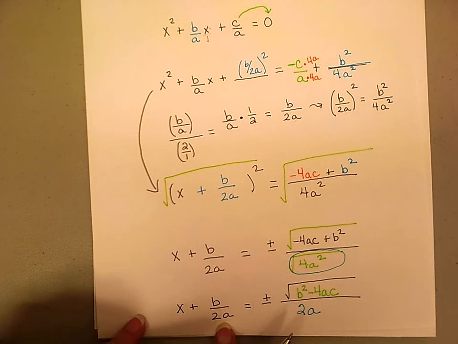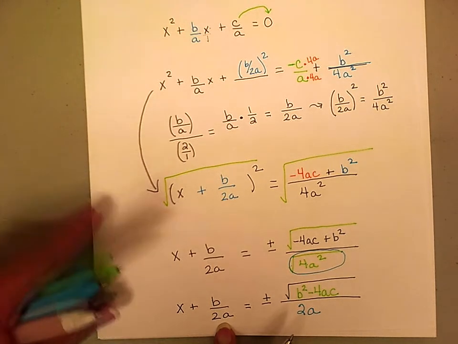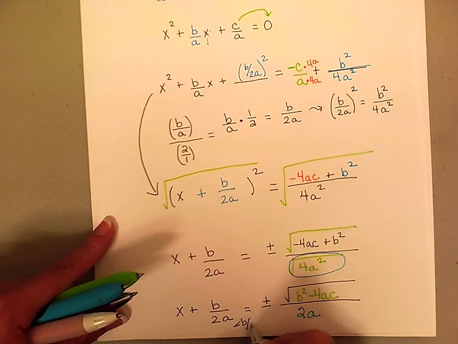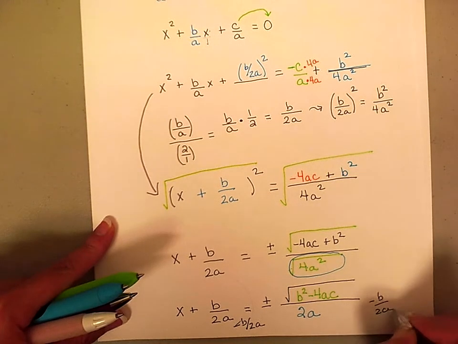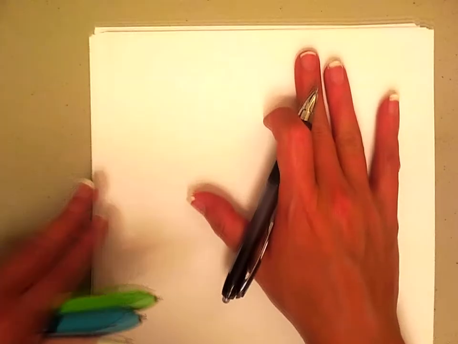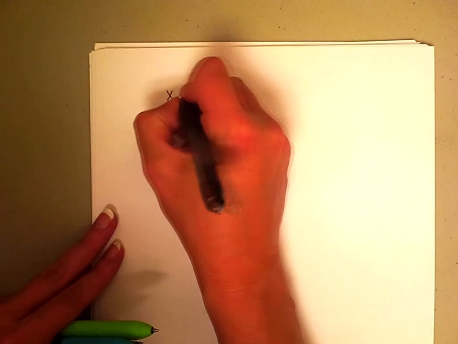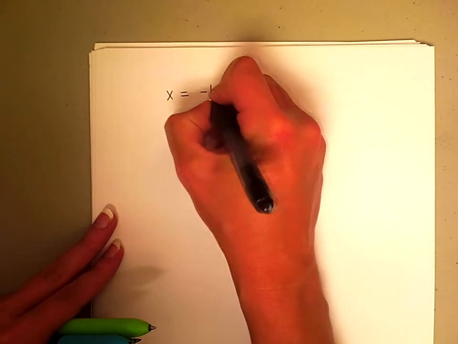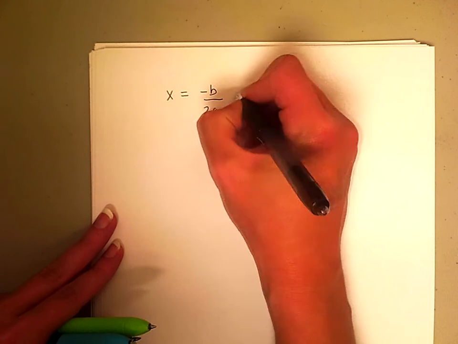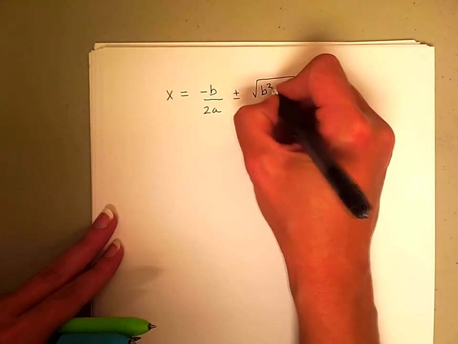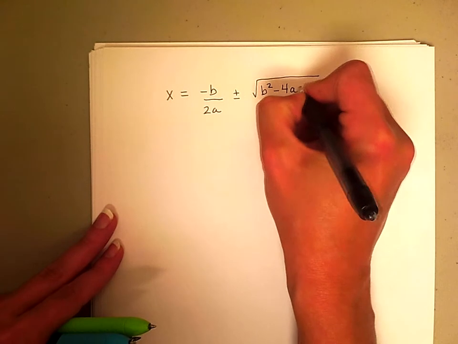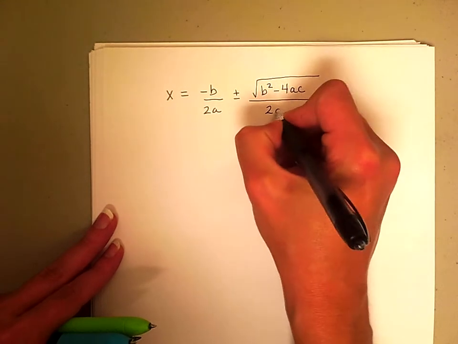Now I need to solve for x. So to do that, I need to subtract b over 2a. And when I do that, what we come up with then is x is equal to minus b over 2a plus or minus the square root of b squared minus 4ac all over 2a.